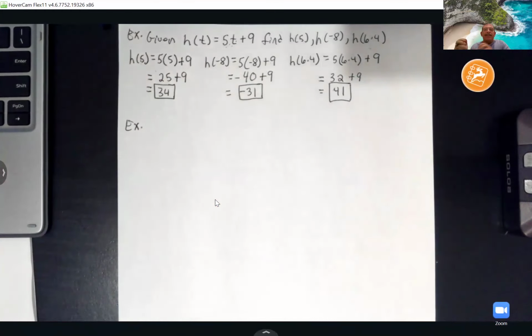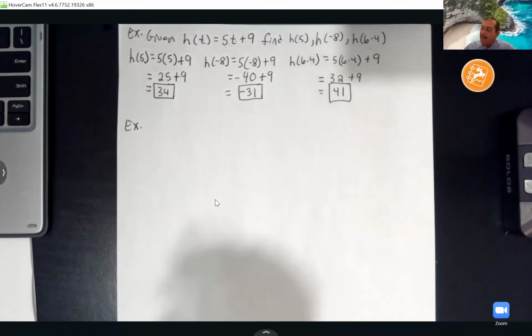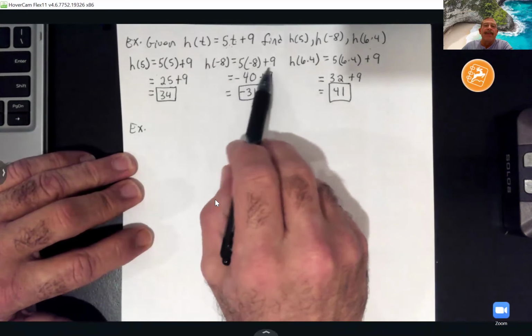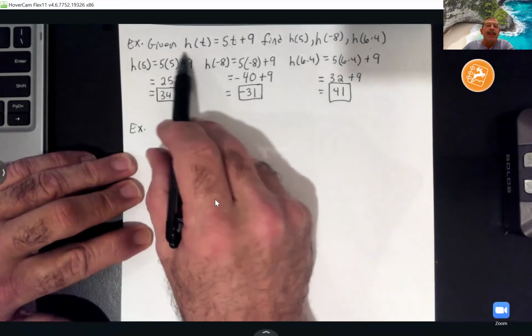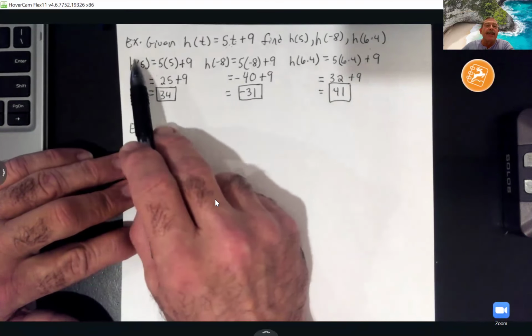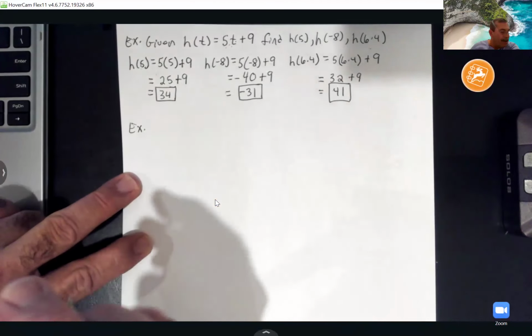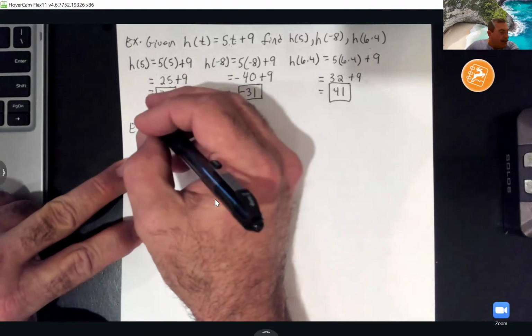Okay, so you'll see these aren't too bad. It's just, like I said, the calculator can do the 5 times 5 plus 9. Remember, if you're using the calculator, all you're doing is punching in this right side to get that answer. This is just letting us know the number we're putting in, okay? So let's do this one.